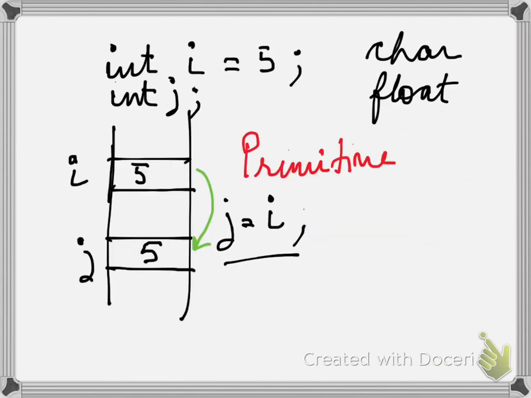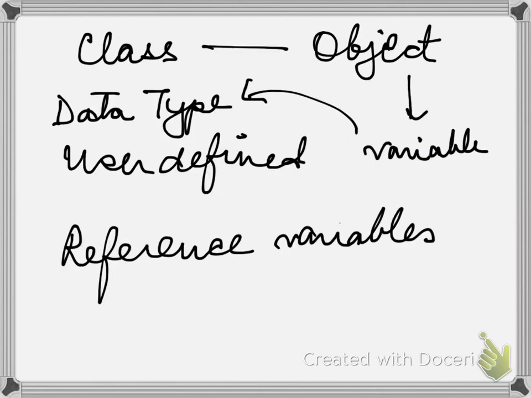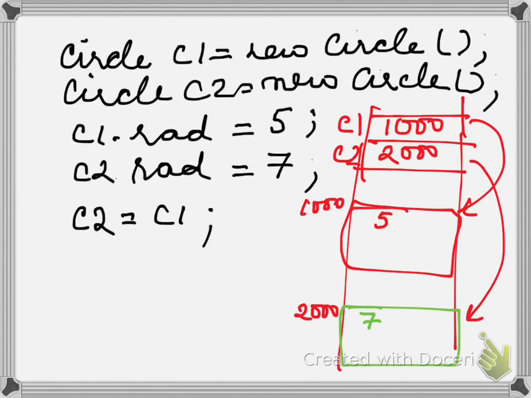Here we wrote i is assigned, j is assigned the value of i. So we saw that the value of i is copied to the location of j. So here now what happens? Instead of copying the values, now C2 would be the reference of C1, that is, the reference value that is held in C1 will be copied to C2.